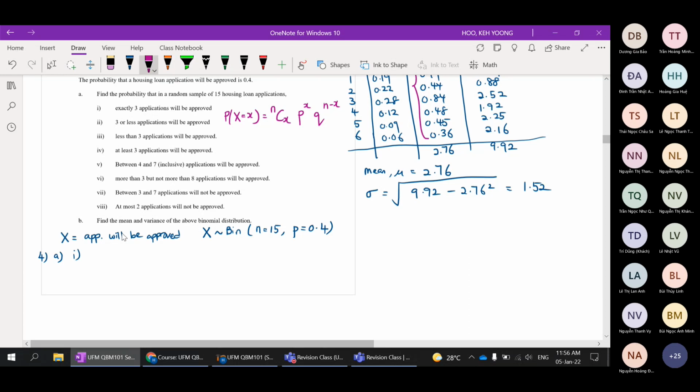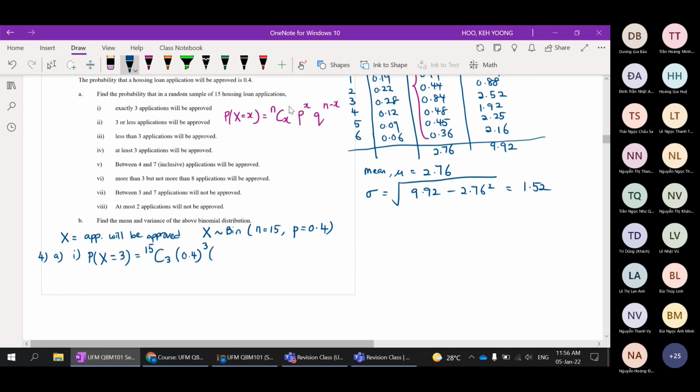So here, you want to find the probability that exactly 3 applications will be approved. So X is the number of applications approved, and X equals 3. So you will use the formulas to calculate the probability. n is 50. Basically, all the values are given already. It's just that you need to know how to substitute into the formulas and then press in your calculator. p is 0.4, power 3.